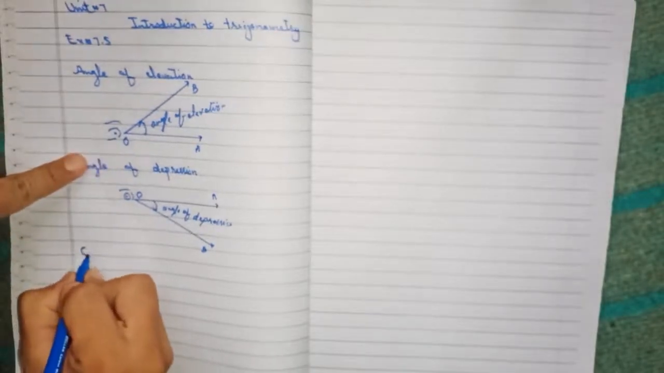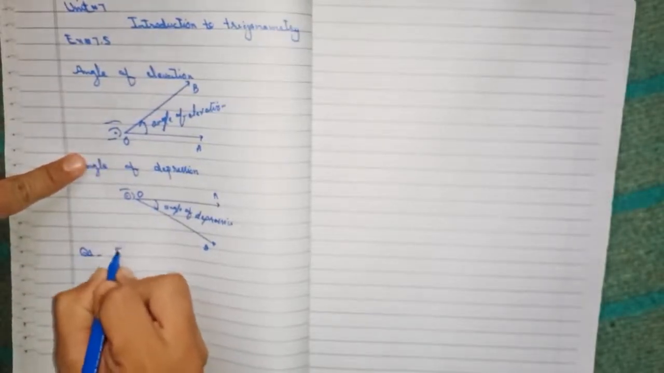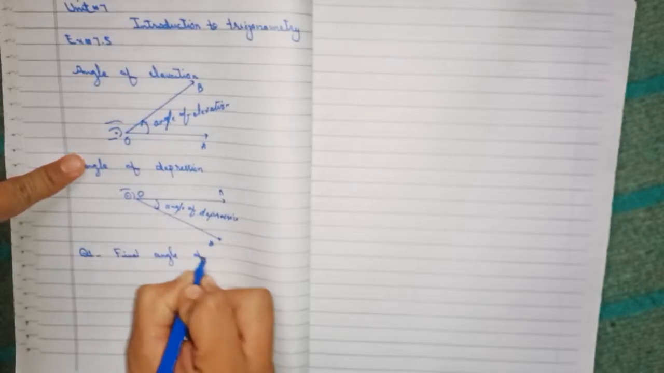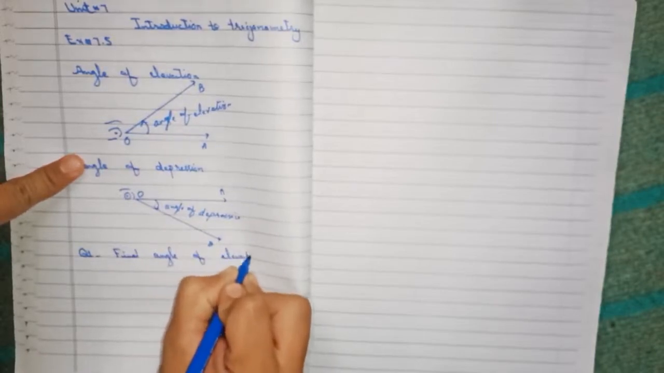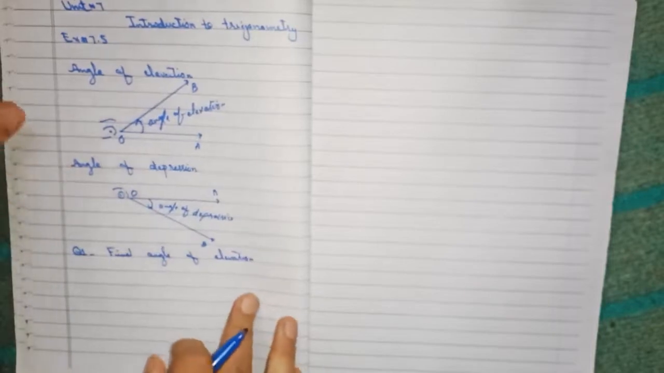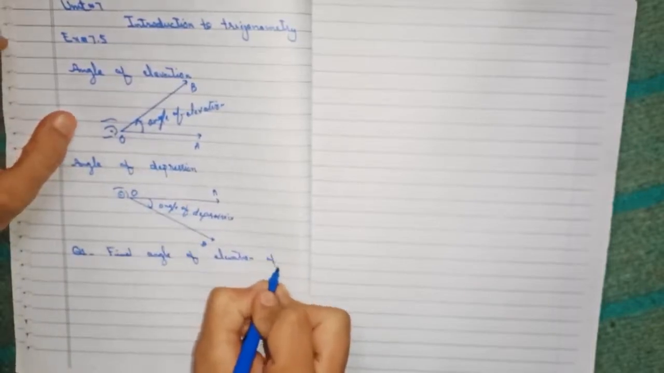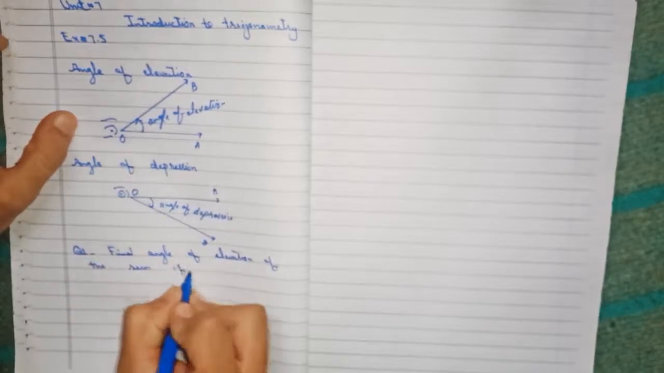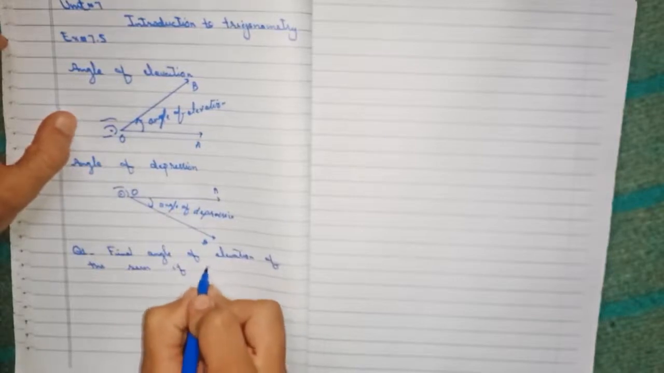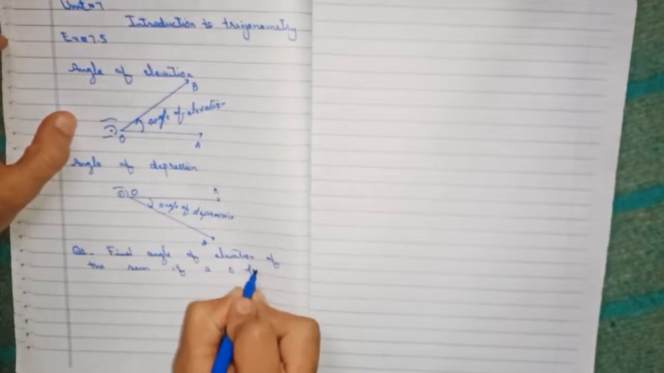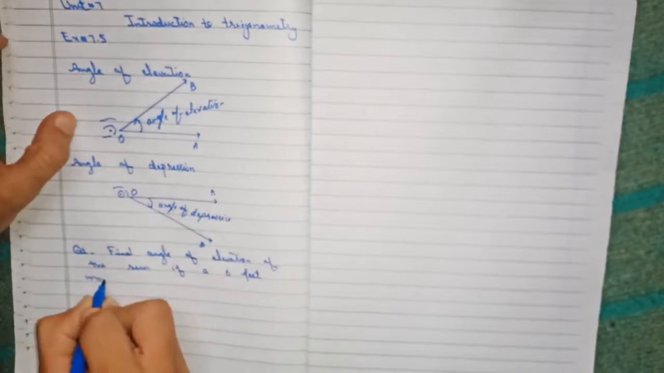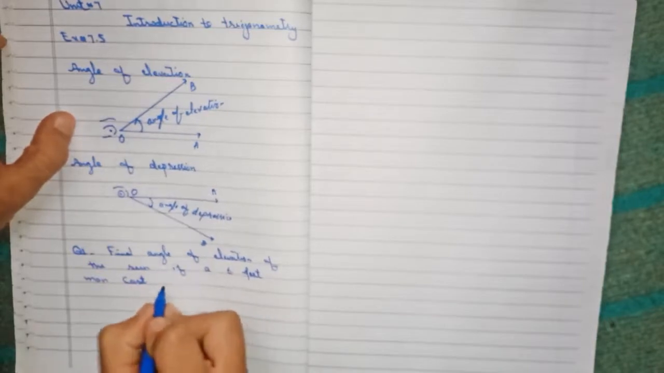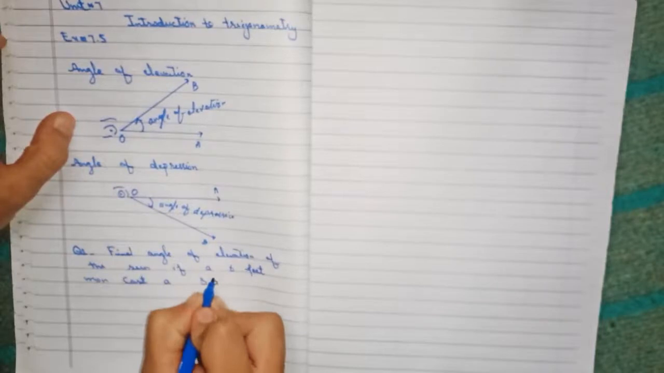Question 1. Find the angle of elevation of the sun if a 6 feet man casts a 3.5 feet shadow.